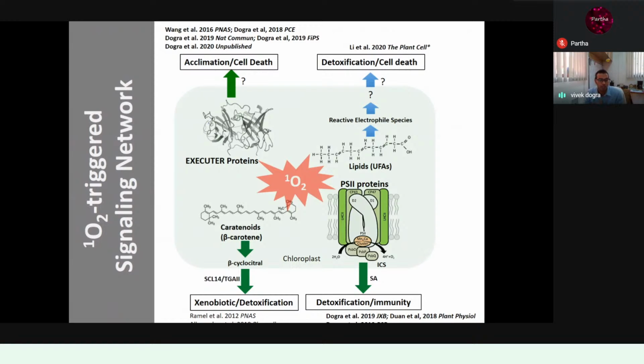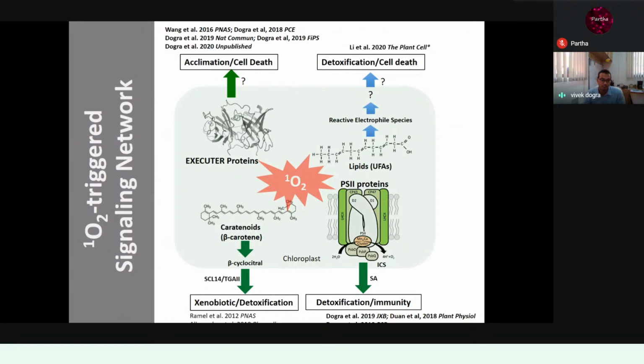Singlet oxygen is scavenged by one of the carotenoids, which is called beta carotene, and there are other xanthophylls and lutein and a few other carotenoids. They also have a similar function. Even tocopherol, vitamin E, has a similar function to scavenge singlet oxygen or singlet oxygen derived molecules.